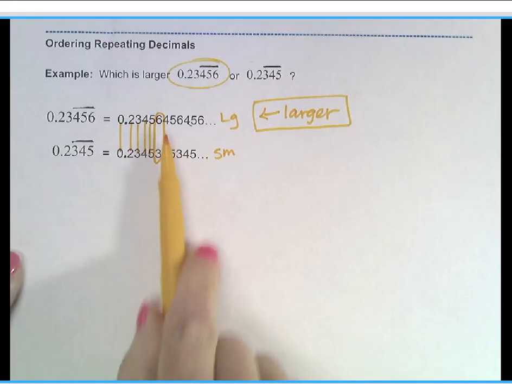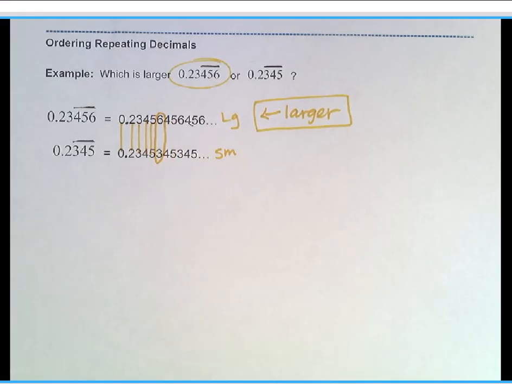Now, did I need to write out the repeating block as many times as I did? No, but you don't know how many times you're going to need it. So write it 2, 3, 4 times and then compare. You should have enough digits that you can tell which one's larger and which one's smaller. So that's how you order decimals if they have a repeating pattern.